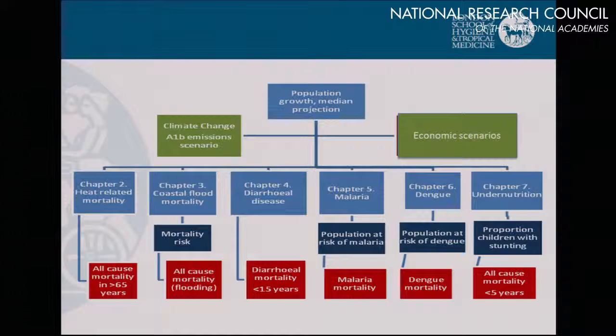We also modelled the impact of climate change on economic growth, and that has a relationship with mortality. So that is quite a considerable impact. That didn't make it to the final cut, but we might consider trying to publish that separately. And other models as well, like schistosomiasis and air pollution, were also discussed at some point. So the modelling streams are in various states of advancement. But we've got heat, coastal flood mortality, diarrheal mortality, malaria mortality, dengue mortality, and all-cause mortality from undernutrition, okay?